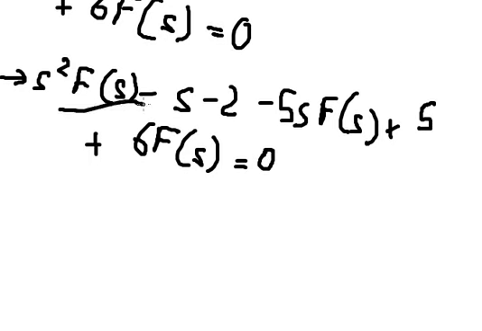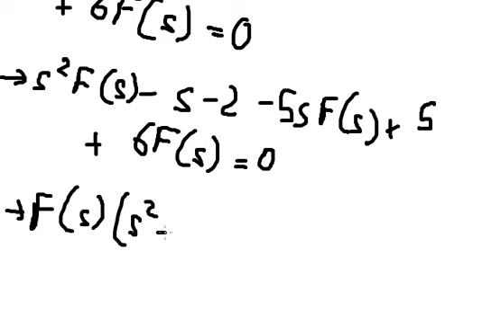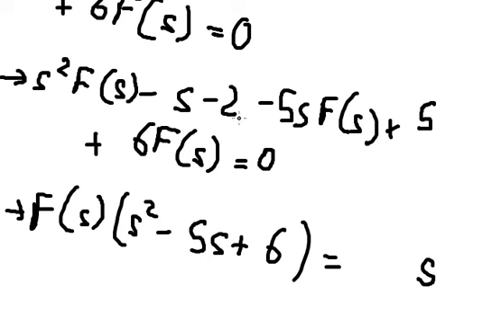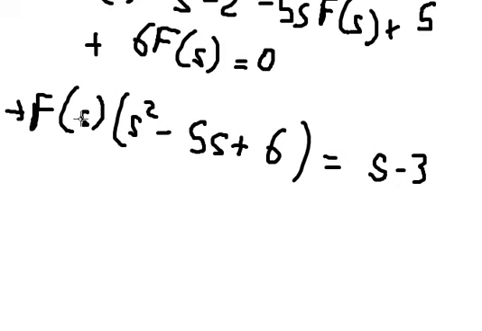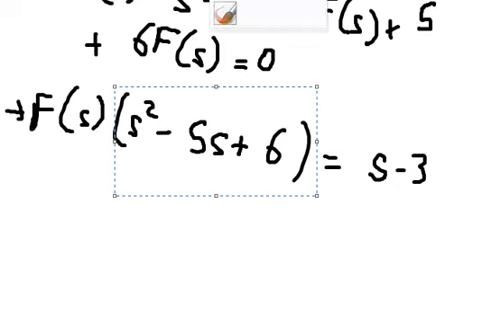So capital F of s, we can do factorization. So negative s I will put on the right. 5 minus 2, we have positive 3, I will put on the right. We have negative 3. Later we divide both sides by this one.